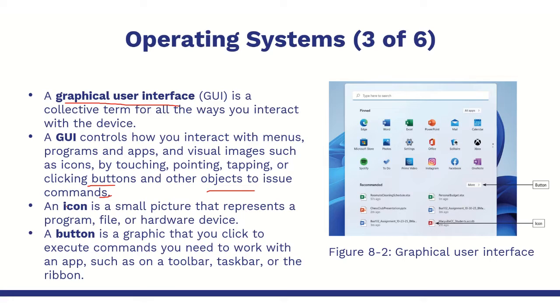An icon is a small picture that represents a program, file, or hardware device. A button is a graphic that you click to execute commands you need to work with an application such as a toolbar, taskbar, or the ribbon.